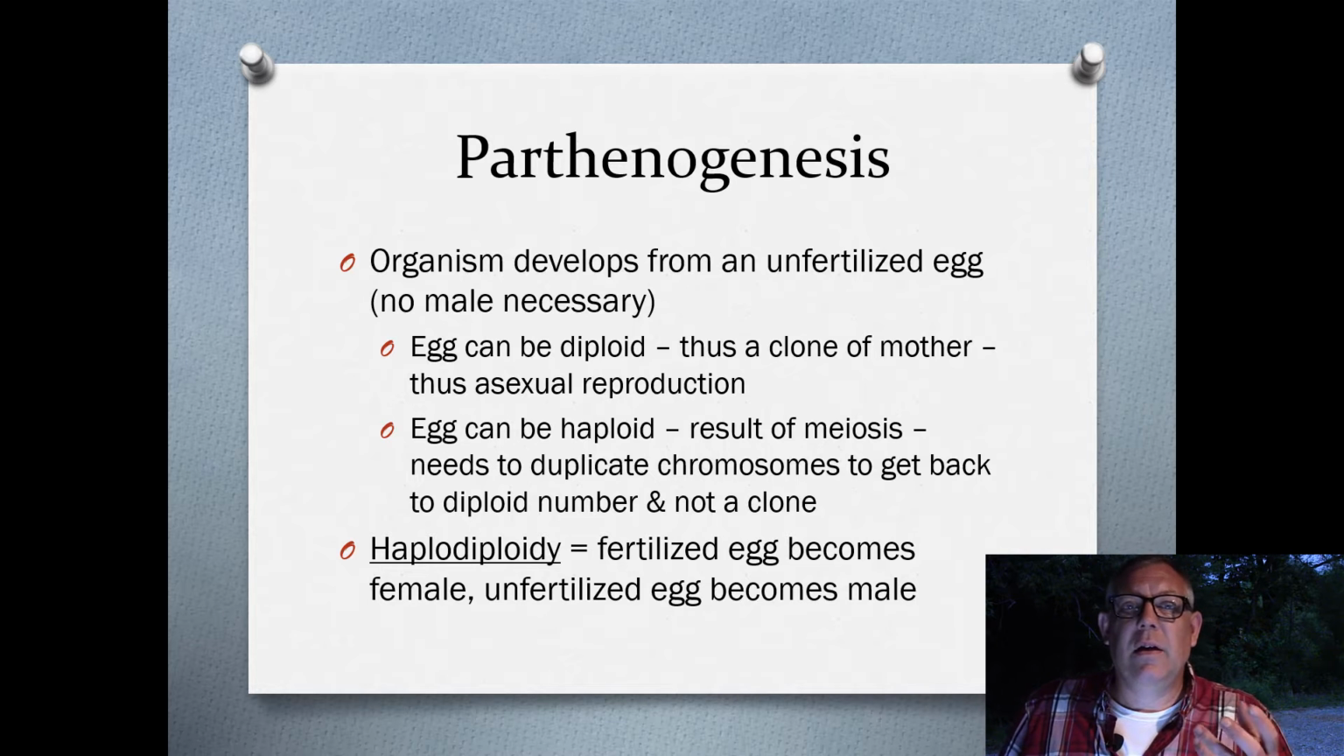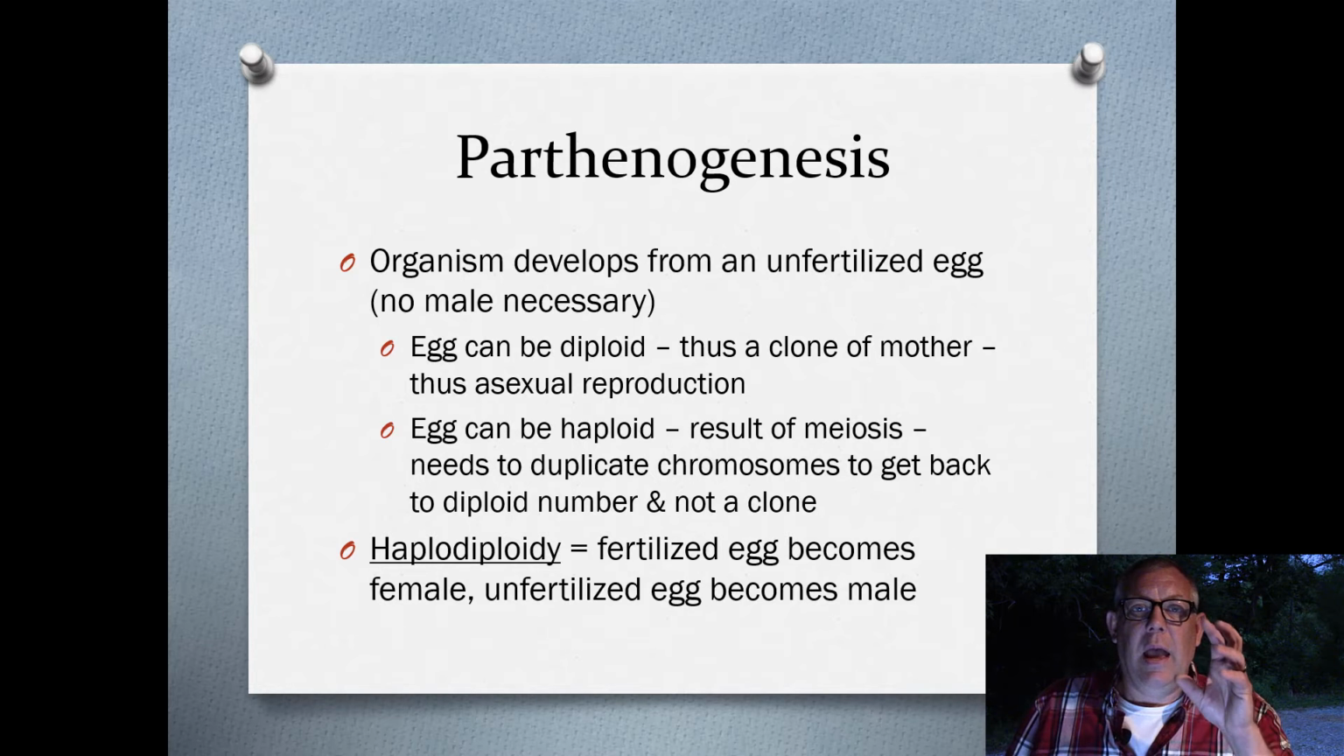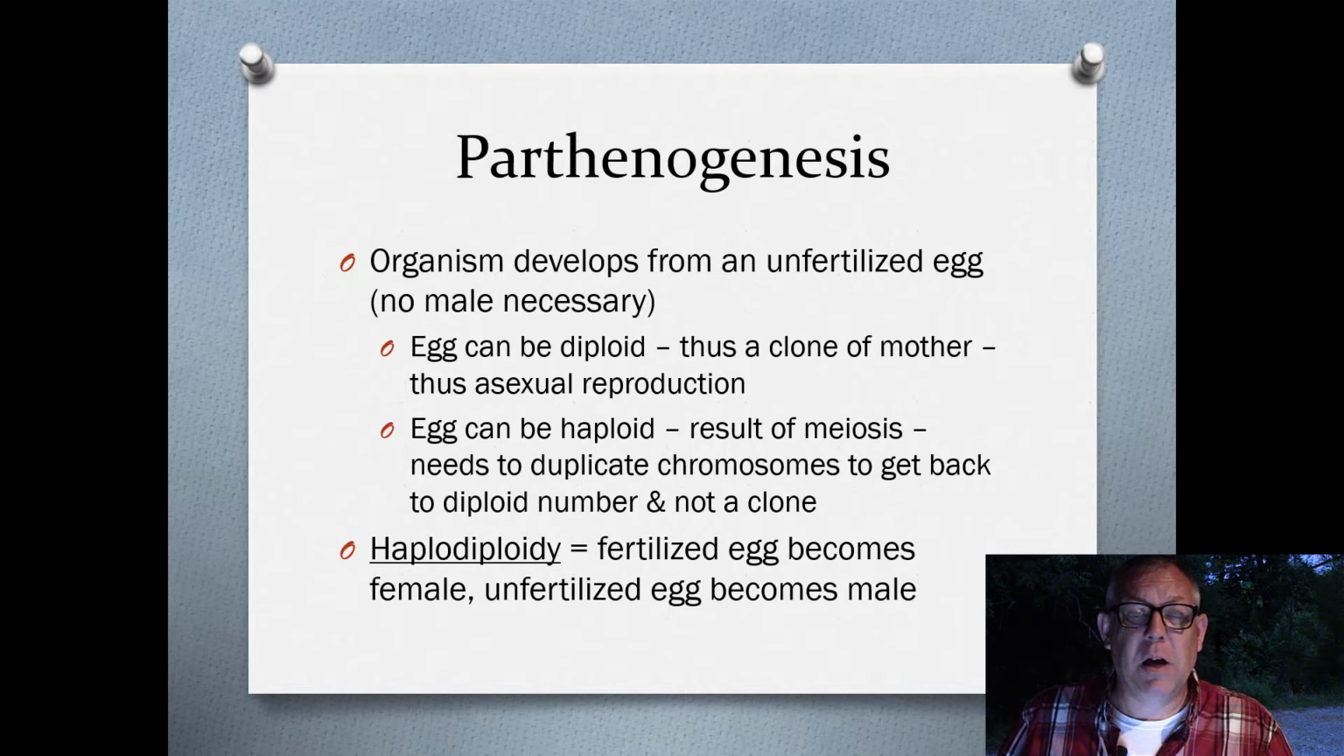Now, this egg can be diploid and just start dividing and produce a new organism. And if that's the case, then it would be a clone of the mother. And this would not count as sexual reproduction. That would actually be a form of asexual reproduction.